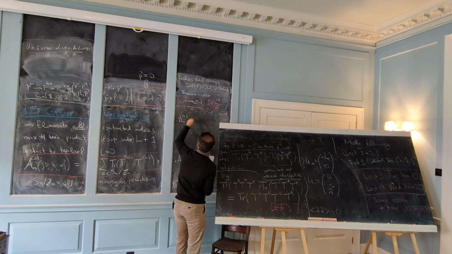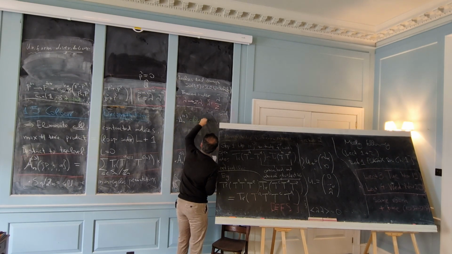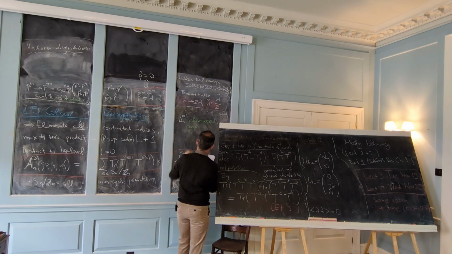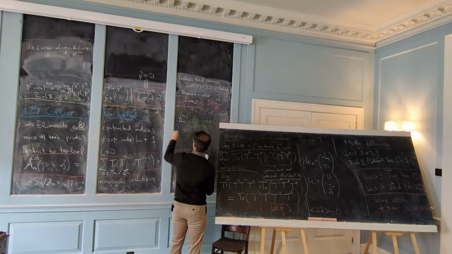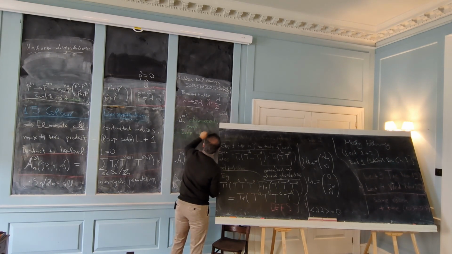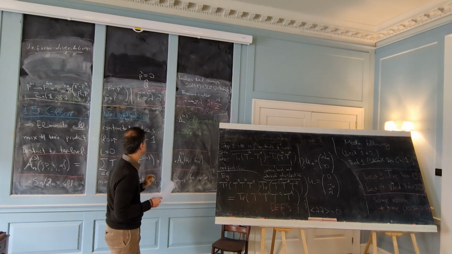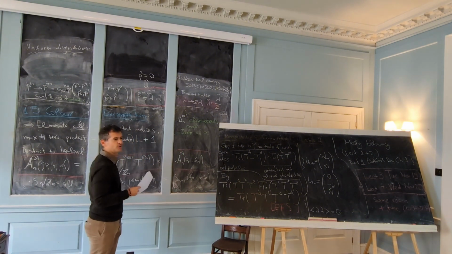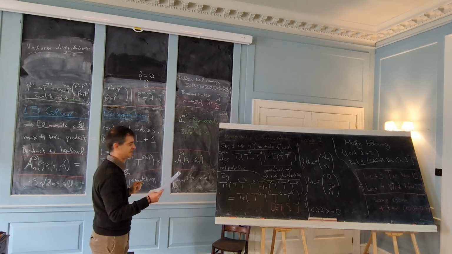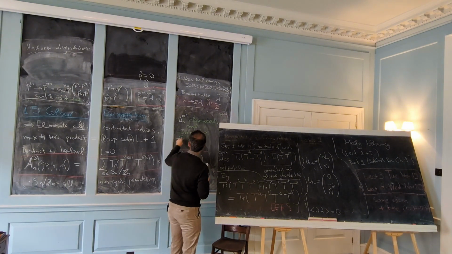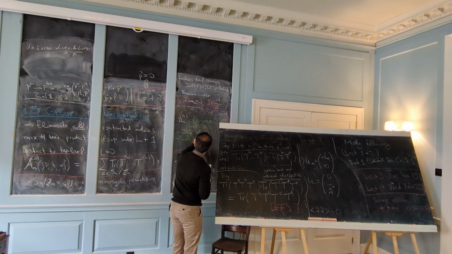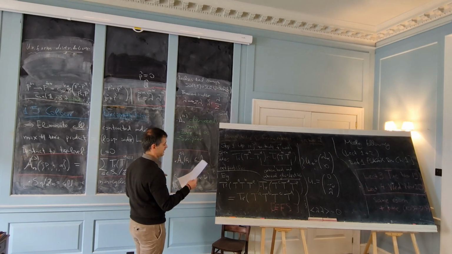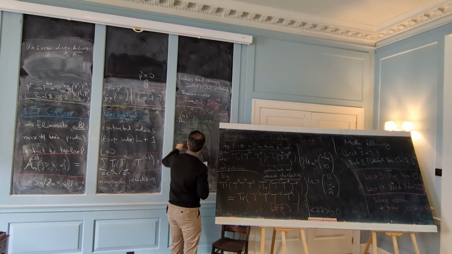amplitude. And it is independent of the color indices. We have completely factored out all color information. It only depends on the momenta and the helicities. And so it is also simpler as a function, and I will explain what I mean. And it's also individually gauge invariant.